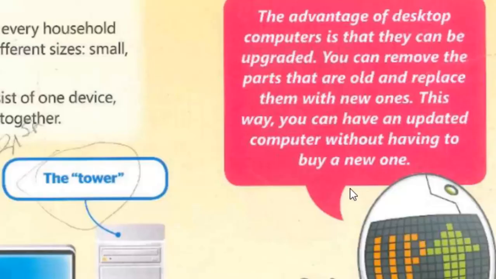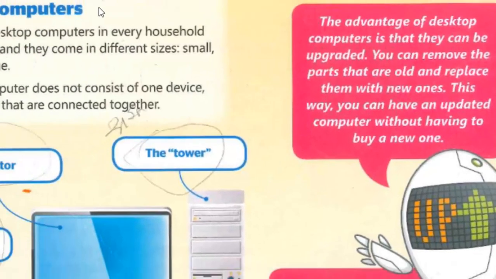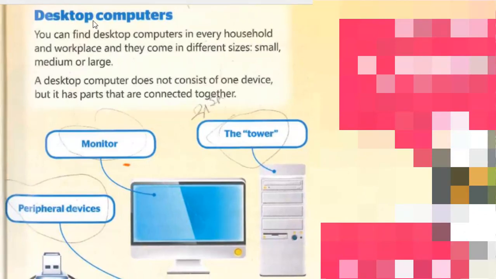The very popular type of computer is the desktop computer. You can find desktop computers in every household or workplace, and they come in different sizes: small, medium, or large. A desktop computer does not consist of one device, but it has parts that are connected together. So here is a desktop computer, just like the one that we have in the ICT lab at school.